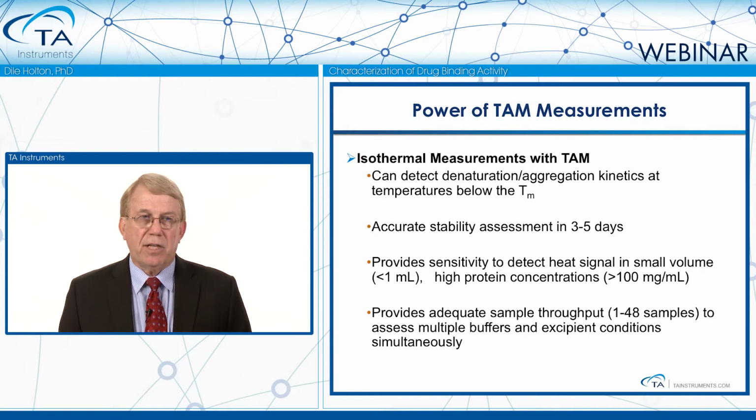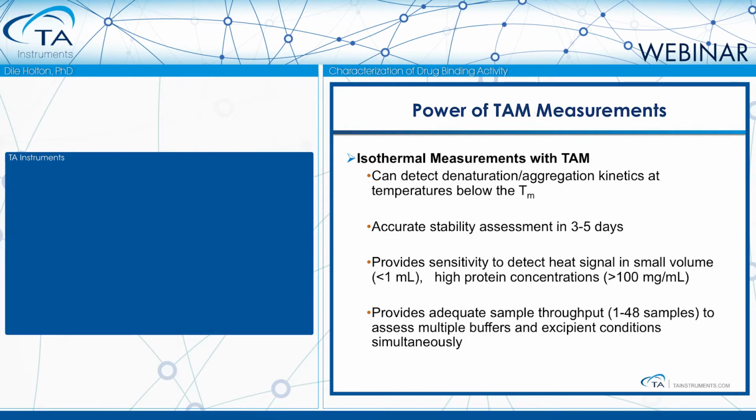It provides a sensitivity to detect heat signals in very small volumes, less than 1 milliliter. But then you can get it up in high concentrations and have samples that are at least greater than 100 milligrams per mil. This is a departure from what happens with standard analysis when it comes to shelf life studies. And it provides sample throughput. The TAM, with its up to 48 samples, you can assess multiple buffers and excipient conditions simultaneously and get an idea of a matrix situation that lets you make a decision rapidly and accurately.